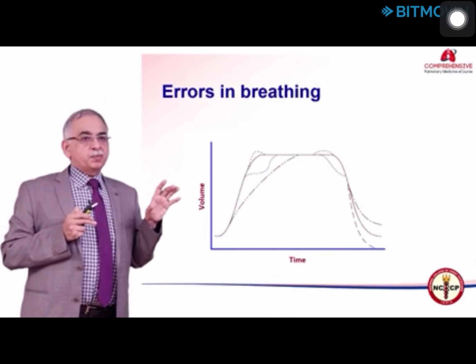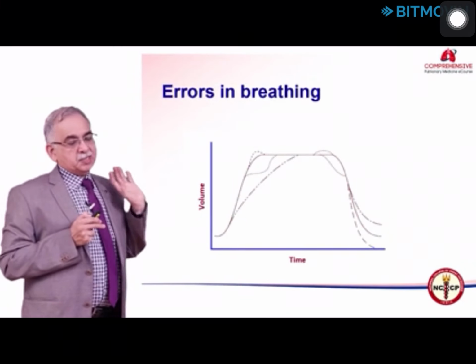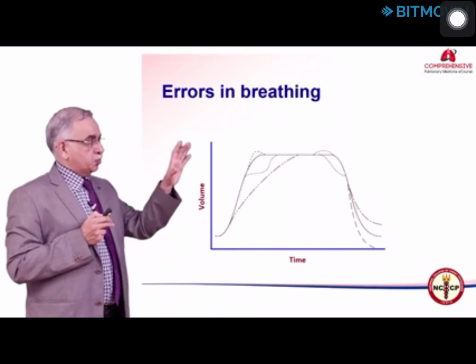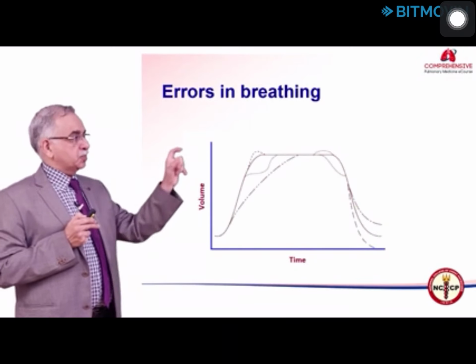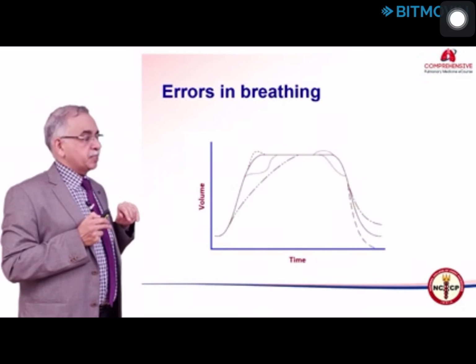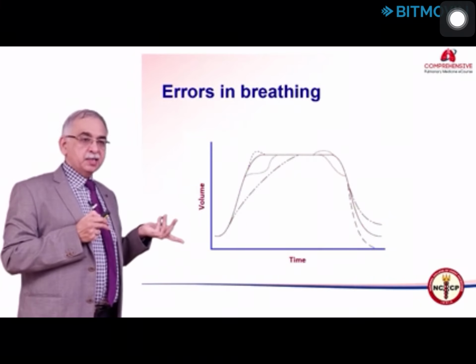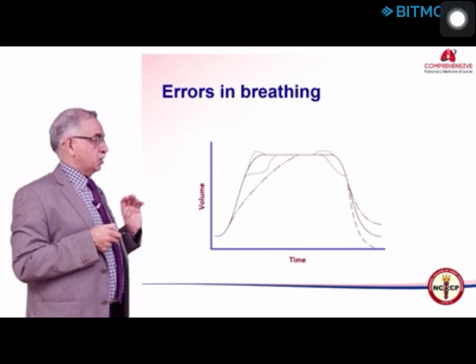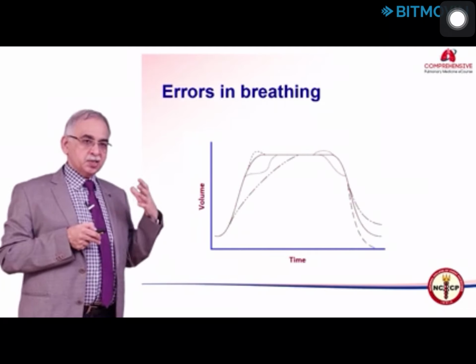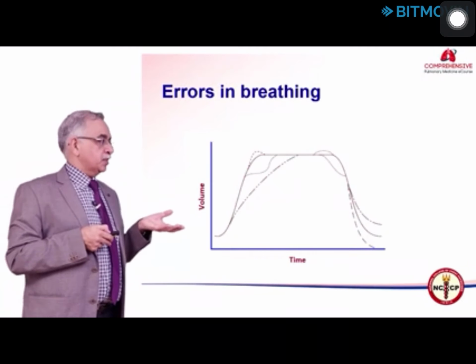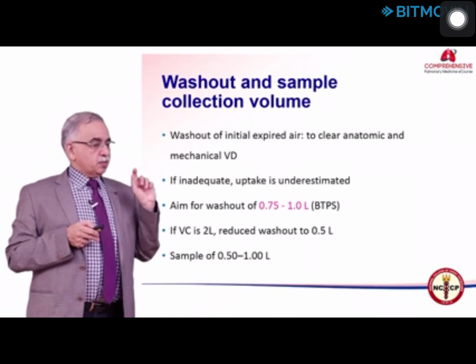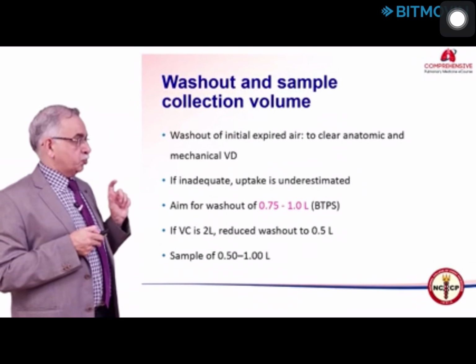If that is not observed on the screen, it means the patient has deviated from the correct maneuver, and usually the technician is able to tell from the shape of the curve that he is getting on the computer screen whether the patient is doing any erroneous breathing or not. So, if these are detected, then the test is discarded and it should be done again. The washout volume should be maximum.